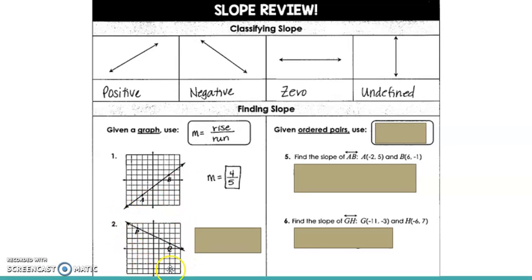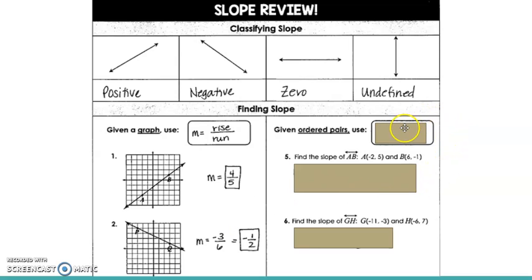For number 2 though, my slope is a negative slope. So remember we get negative when we either go up and left or down and to the right. We're still going to count how much we go up and how much we go over. In this case, it's up 3 and over 6. But we need to always simplify our slope, and that simplifies down to -1/2.